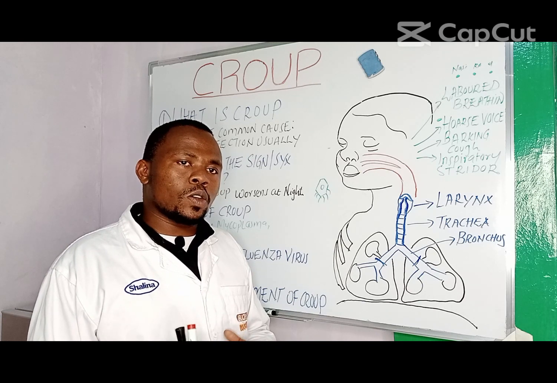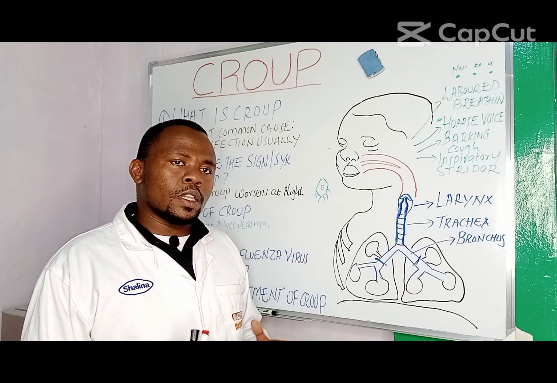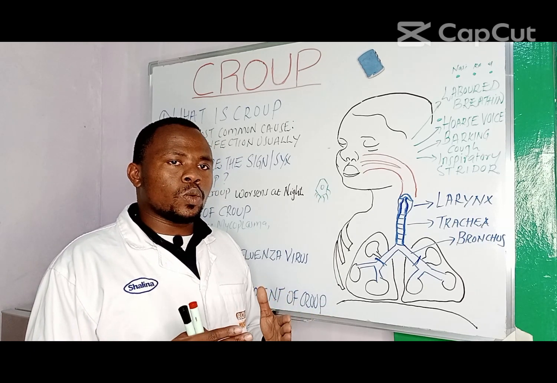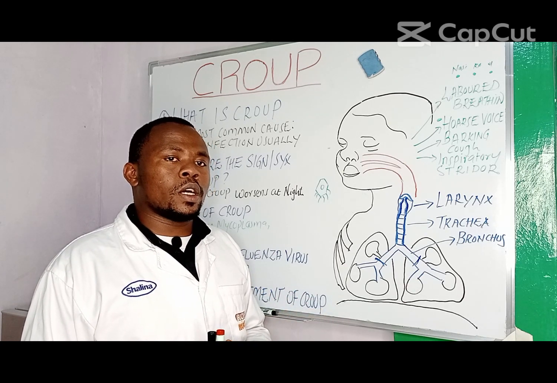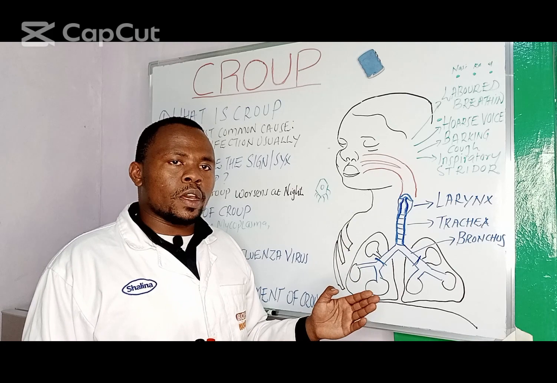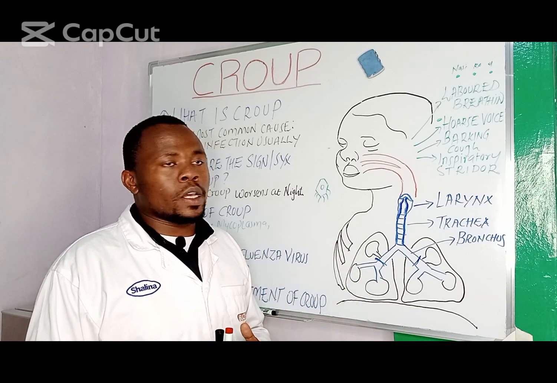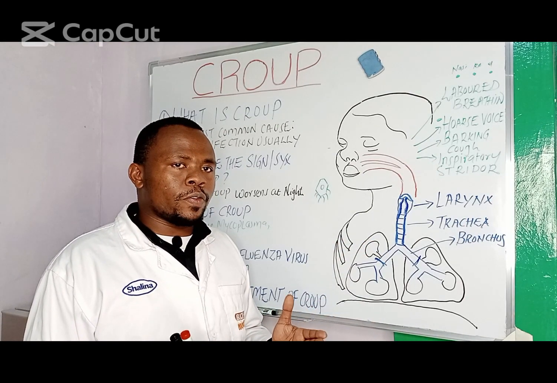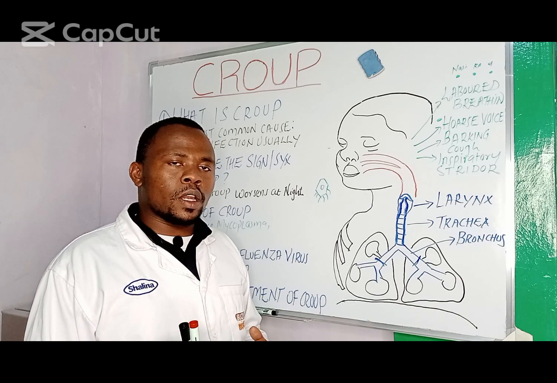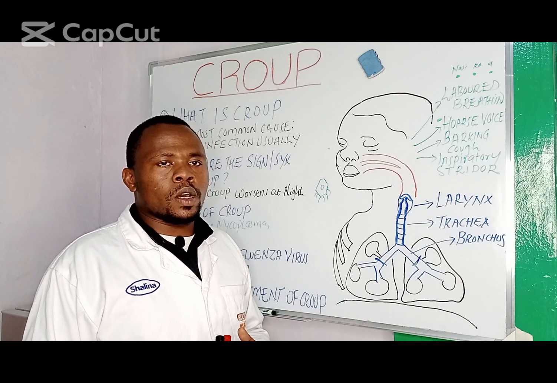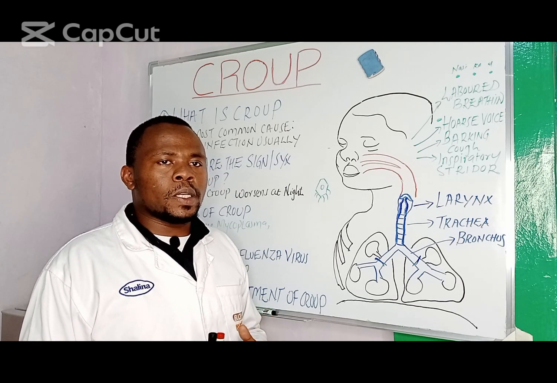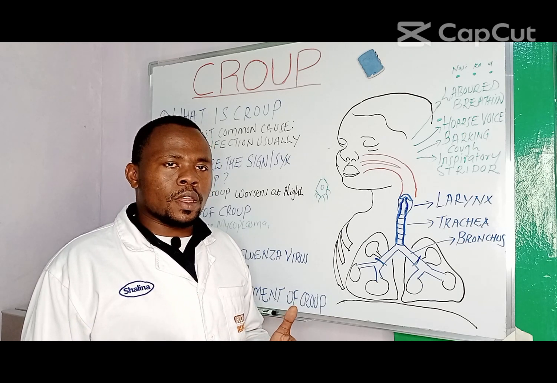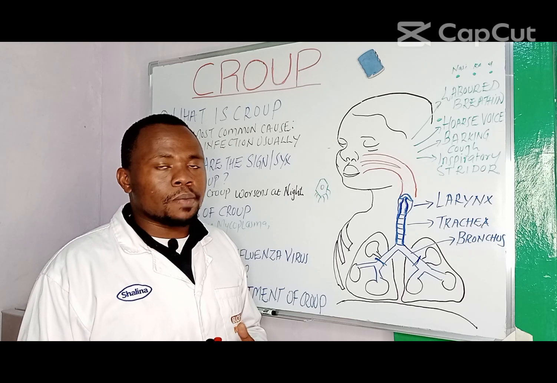The inflammation will comprise swelling. When there is swelling, there will be a reduction in the diameter of the larynx and the trachea. This will reduce the airway, and in children, the narrowest part of the airway, anatomically, is the larynx and the trachea. So if there is swelling, the already narrow part will worsen, and air will be struggling to enter into the larynx, creating that sound we are calling inspiratory stridor.